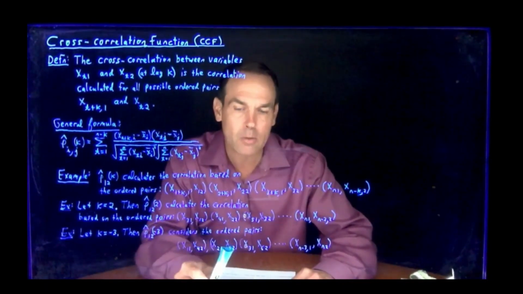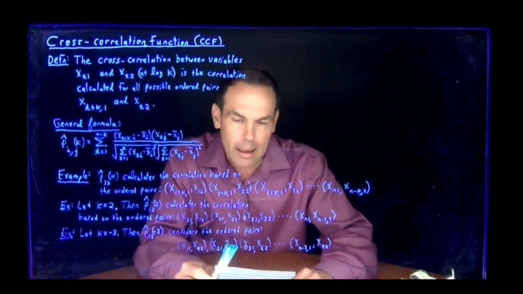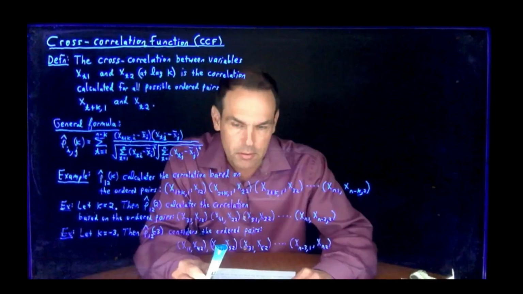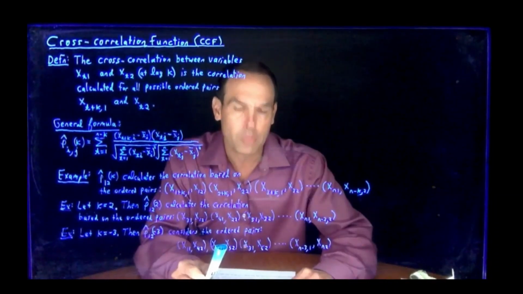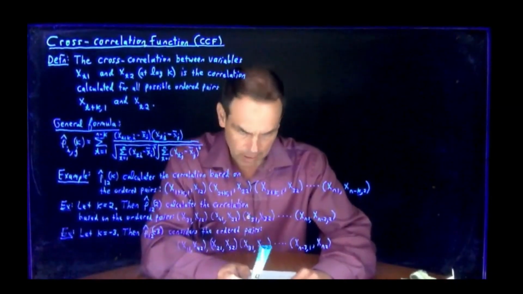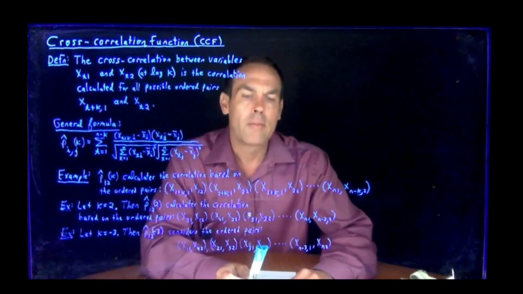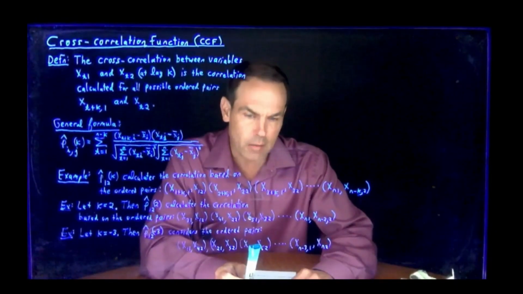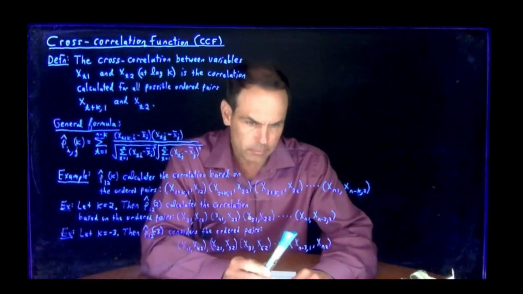Let's go to the second ordered pair. Second variable at time 5, paired with the first variable 3 time points ago. 5 minus 3 equals 2. Let's go to the third ordered pair. Second variable, time point 6, that will be paired with the first variable 3 time points ago. 6 minus 3 is 3.